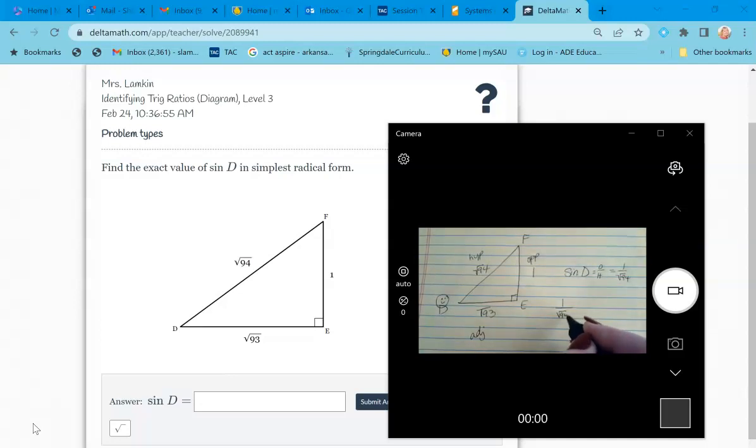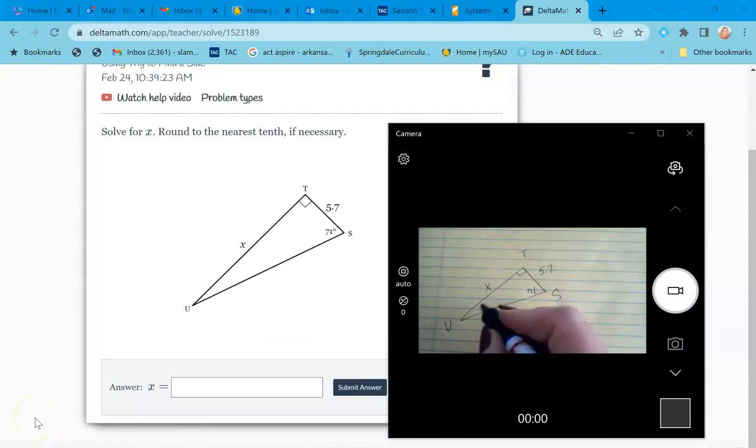So I take 1 over the square root of 94, and I multiply it by the square root of 94 over the square root of 94. That gives me the square root of 94 over 94. Does 94 even simplify? I don't think so, so this is my answer.